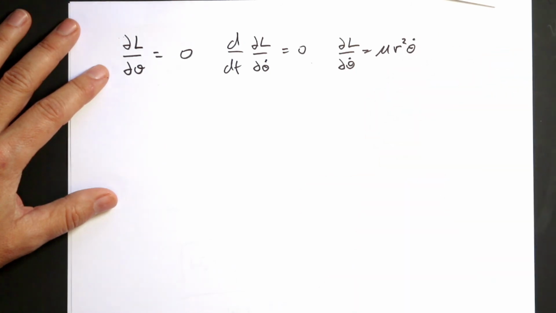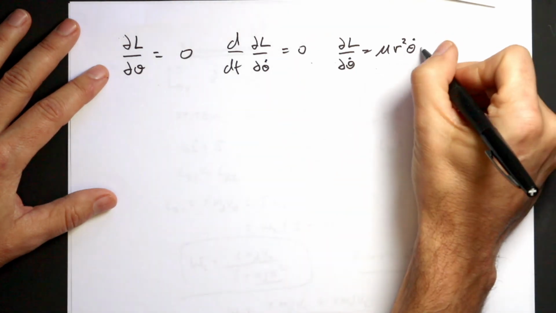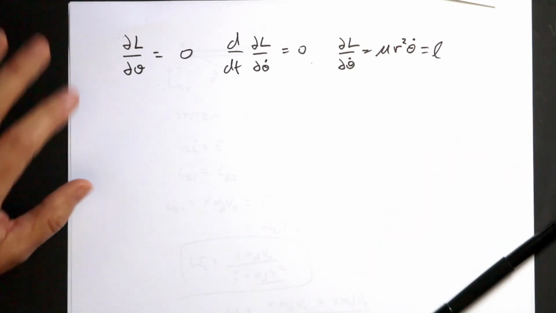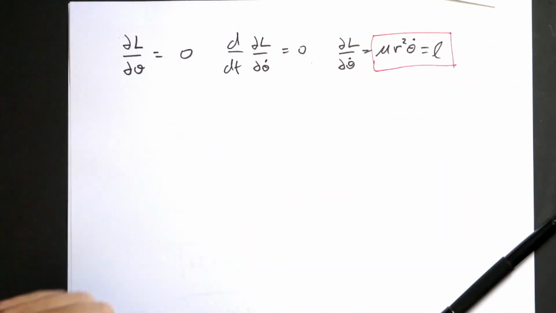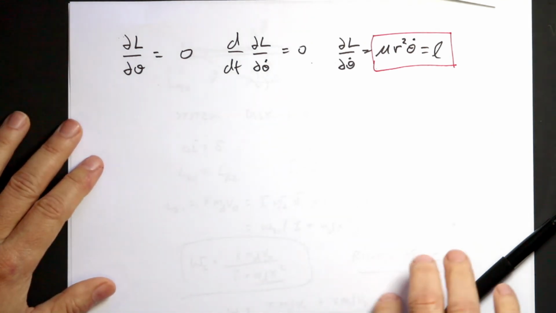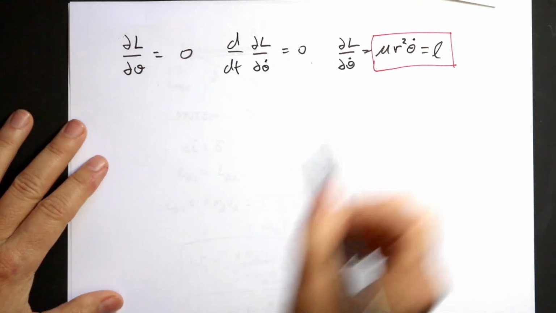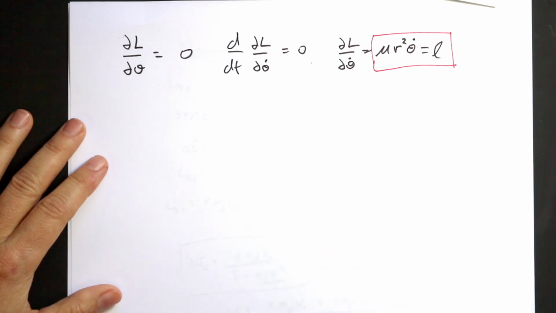And that has to be equal to a constant. Let's choose that constant to be L. We pick that constant. But that is a constant because there is no theta term in the potential energy. That's why that's there. Now let's do r.